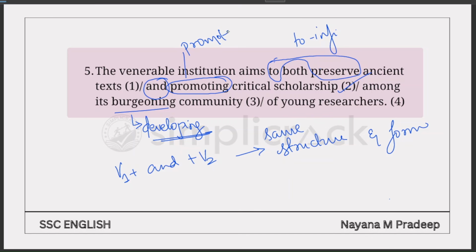Even if you put a to here, it is not wrong, but instead of repeating, in English grammar we do not actually repeat the same elements. So we have used this to, and it applies to both preserving ancient text and promoting critical scholarship. So therefore, you can use promote. Okay.